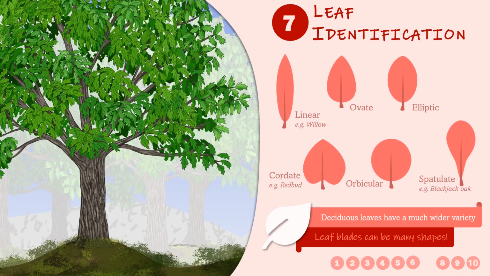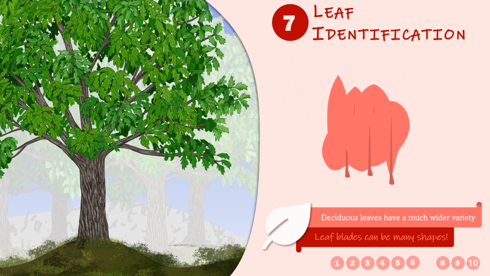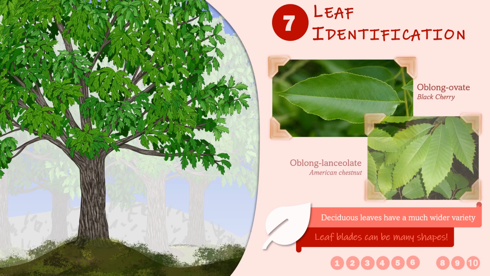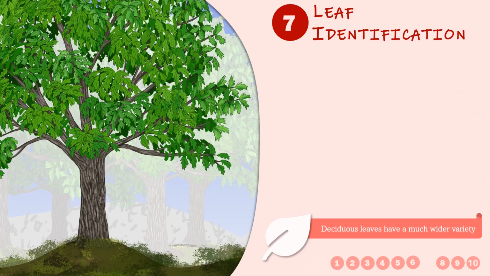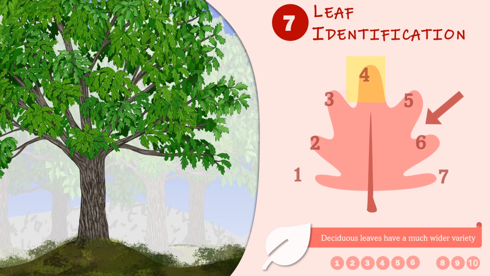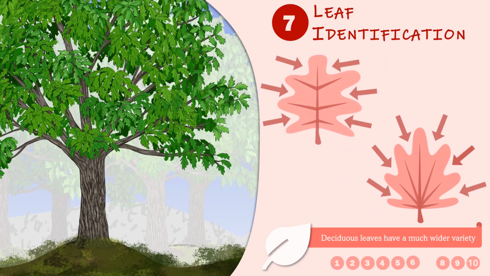Leaves are often so variable that they can't always be defined as one specific shape. For example, black cherry leaves are often described as oblong ovate, and the American chestnut leaves are described as oblong lanceolate. Some leaves are tricky because they are lobed or deeply indented. This means that lobed leaves might not have a clear blade shape. Instead, it's the number and shape of lobes that are better clues to figuring out specific species.